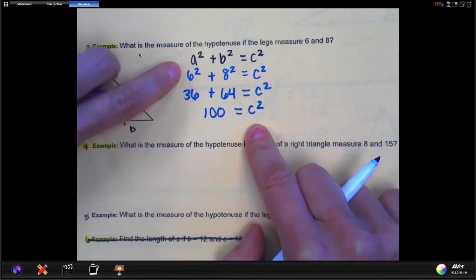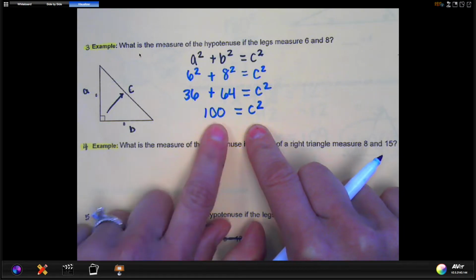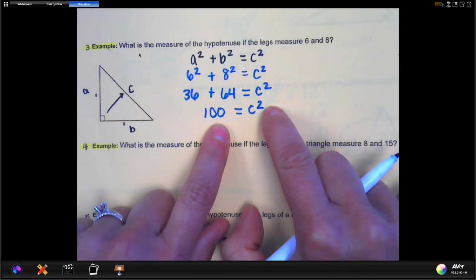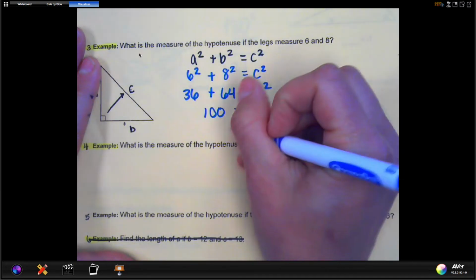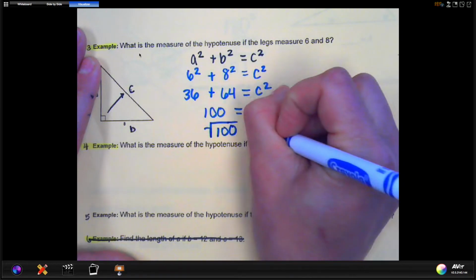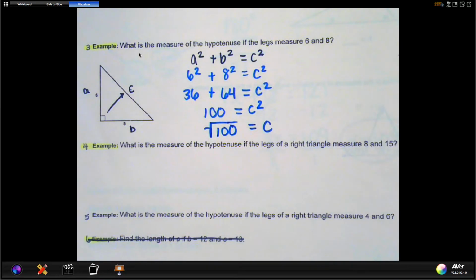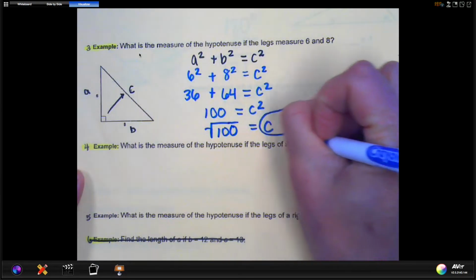So like 6 squared was 6 times 6, and that gave us 36. Well, to undo a squared, we do something called the square root. So the last step here, to undo that, is we're going to take the square root of 100 to get the value of C. So what times itself equals 100? And that is 10. So our answer is C equals 10.